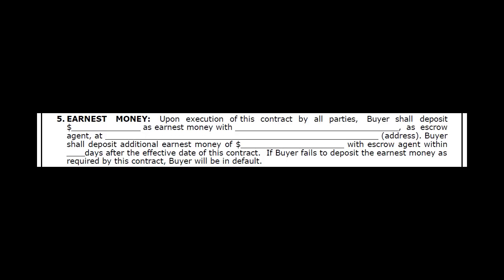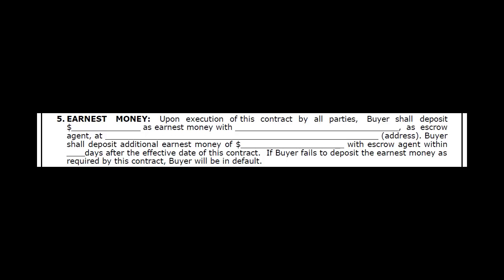Earnest money that's received by the broker must be delivered to the authorized escrow agent within a reasonable amount of time, and the Real Estate Commission has determined that a reasonable amount of time in this circumstance is not later than the close of business on the second working day after the date that the broker receives the money.